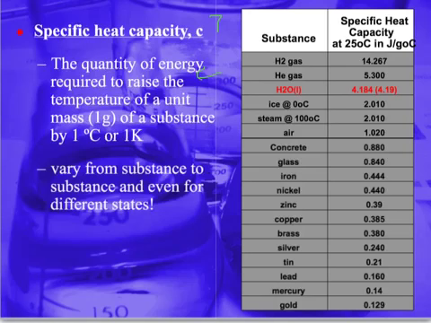Here we have a table of specific heat capacity values. You'll notice that water has a relatively high specific heat capacity of 4.19 joules per gram per degree Celsius. So therefore we often use it in our calorimetry experiments. Remember, specific heat capacity varies for different substances and even for different states. The specific heat capacity of ice, which is frozen water, is much less than liquid water. Same thing for steam. The specific heat capacity of steam is about half of that for liquid water.